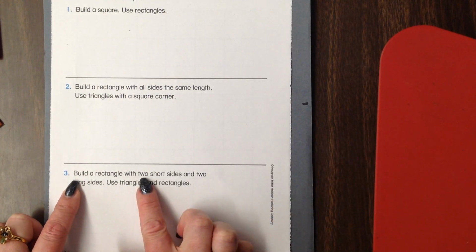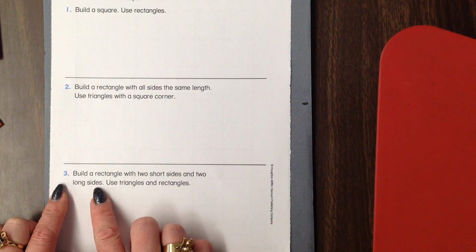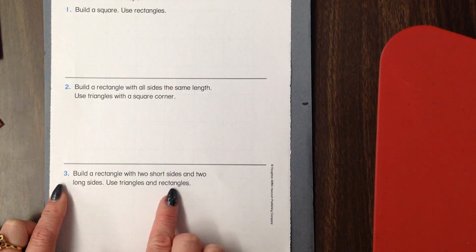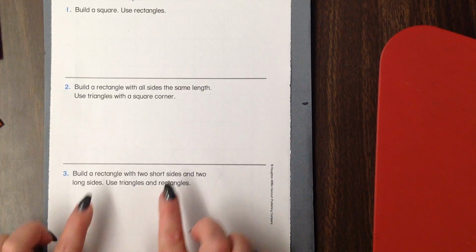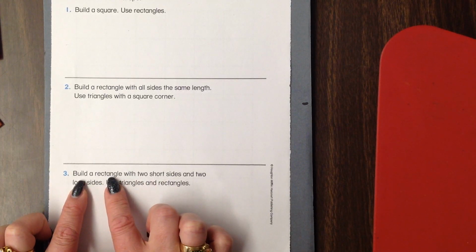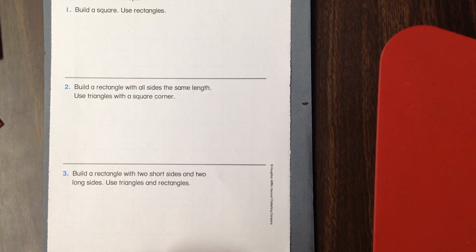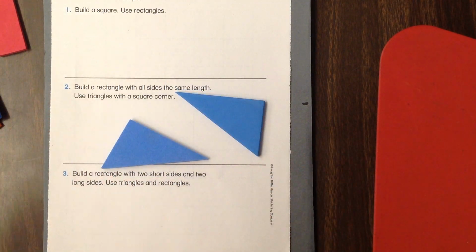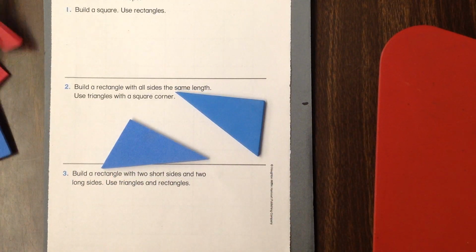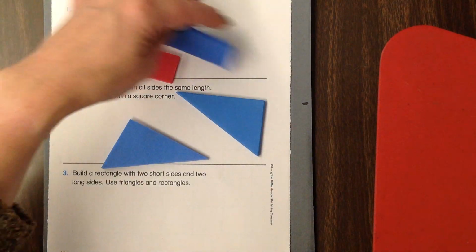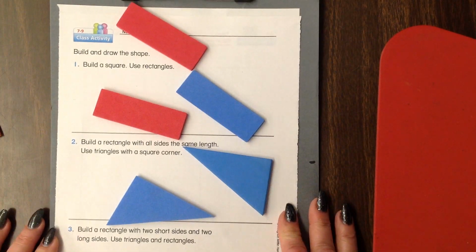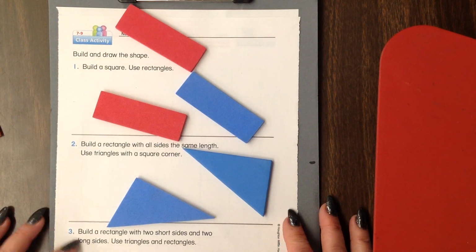Building a rectangle with two short sides and two long sides. Ooh, it wants me to use triangles and rectangles. So let's see. I have to end up still with a rectangle though, using both triangles. So I have some triangles here. And it wants me to use some rectangles too. Maybe I've got some rectangles here. So let's see. How am I going to put these shapes together in order to make what it wants?